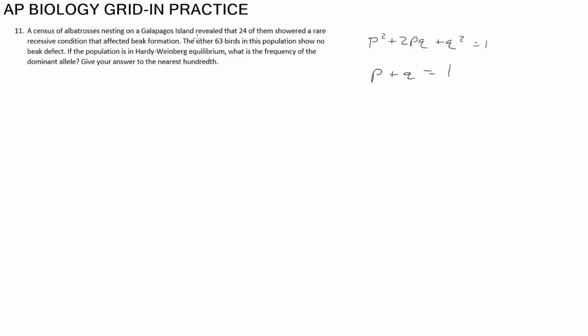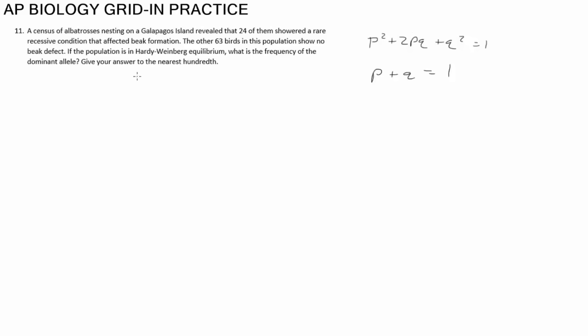Here we have birds in the Galapagos. We have 24 that show a rare recessive condition. So that fraction of the population is our q squared. The other 63 show no beak defect, so they are either homozygous dominant or heterozygous individuals. Again, I have to start this problem by looking at the homozygous recessive, because I don't know whether those 63 are homozygous dominant or heterozygous. I don't know the combination of those two.